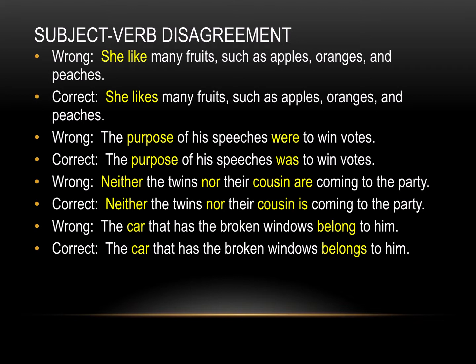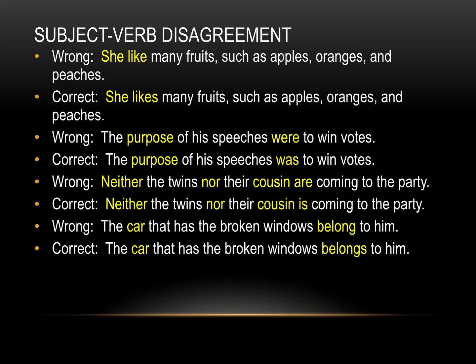She like many fruits such as apples, oranges, and peaches. She is singular, so like should be likes because that is the acceptable singular version of the verb. She likes. The purpose was. So even when you have a prepositional phrase in between your subject and your verb, you still need to make sure that the subject and the verb agree.